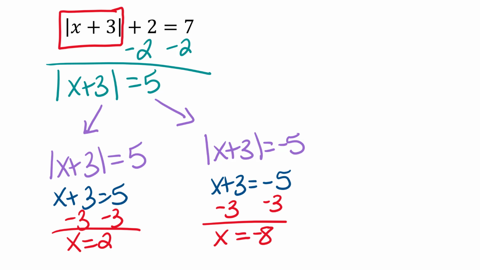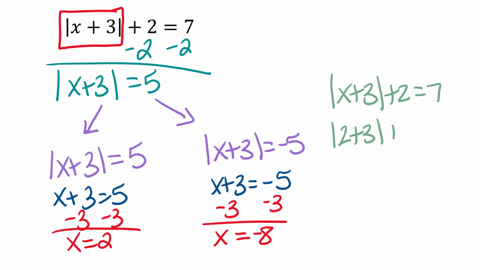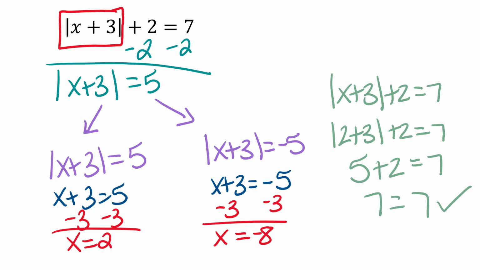So if I have the absolute value of x plus 3, plus 2, equals 7, first I'm going to replace that x with the 2 that I got. So the absolute value of 2 plus 3, plus 2, equals 7. Well, the absolute value of 2 plus 3 is 5. Once we've done the math inside, we can get rid of those bars. Plus 2 equals 7. And we end up with 7 equals 7, which is true. So x equals 2 is in fact accurate.